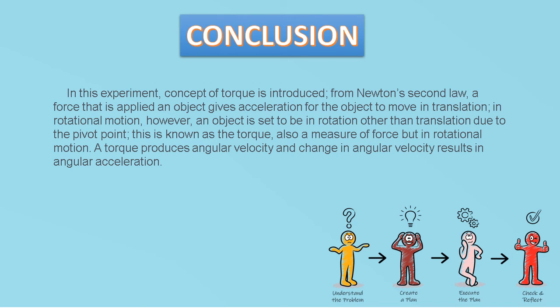In conclusion, in this experiment, the concept of torque is introduced from Newton's second law. A force applied to an object gives acceleration for the object to move in translation. But in rotational motion, an object is said to be in rotation other than translation due to the pivot point, which is known as the torque. It is also a measure of force, but in rotational motion, a torque produces angular velocity, and change in angular velocity results in angular acceleration.